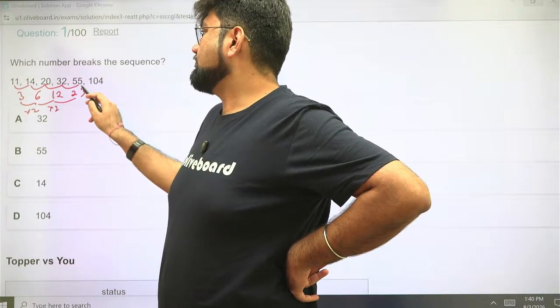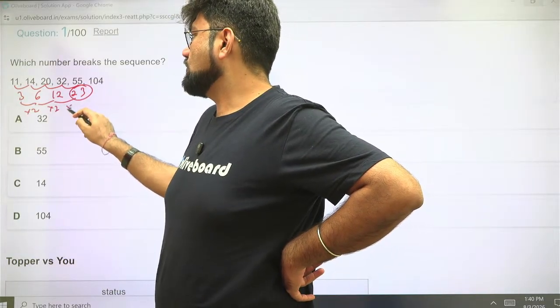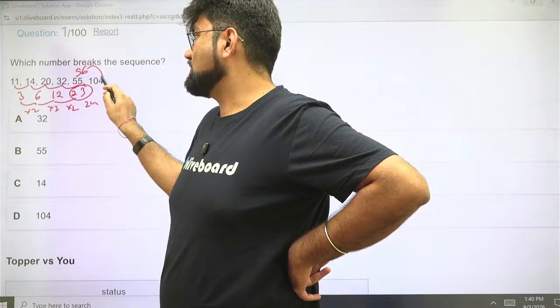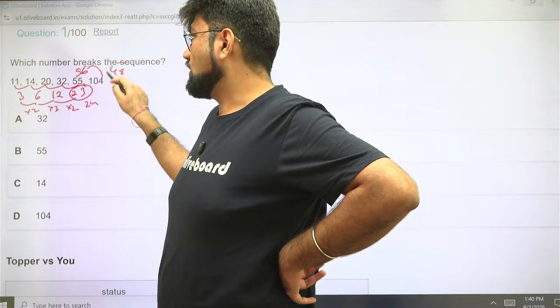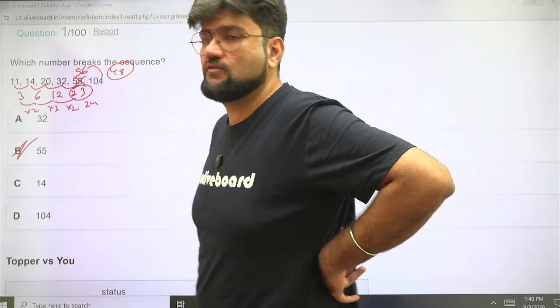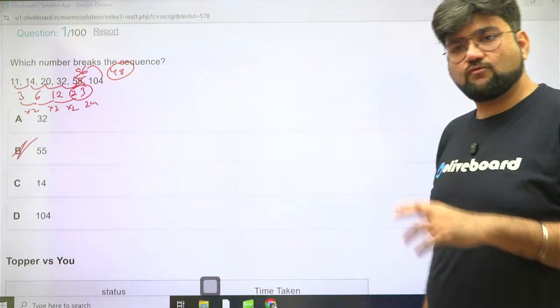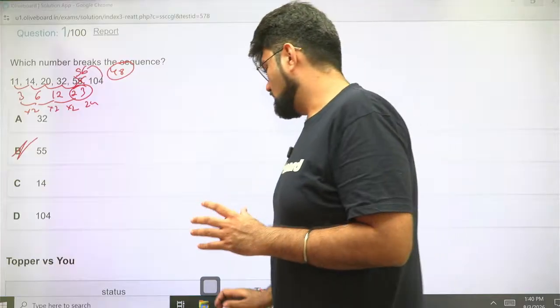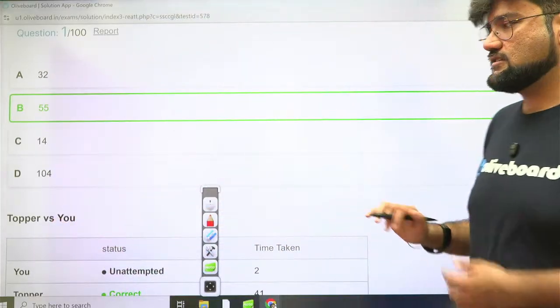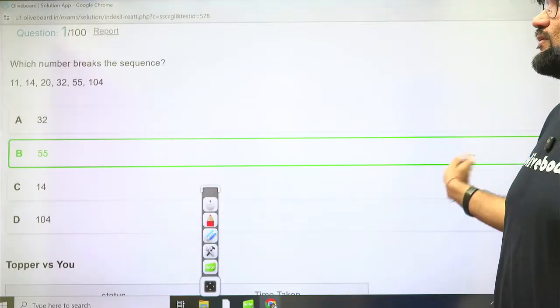So if we had doubled this, it would have become 24, which would have led this to become 56. And if you check the difference between 56 and 104, the answer is 48, which satisfies our solution. Hence 55 is the incorrect number which breaks the sequence. So you will have to confirm it no matter what. This was still an easy question only, but despite that, I would suggest go ahead and check it till the end. 41 seconds. Next.